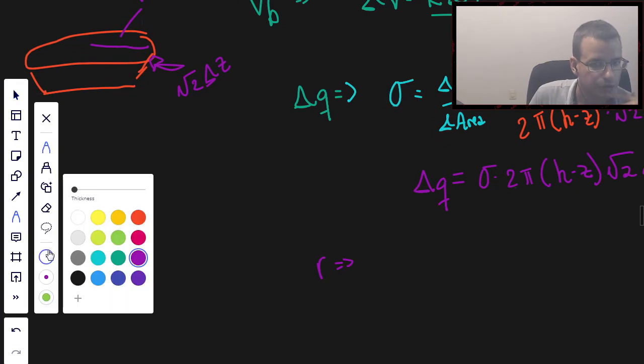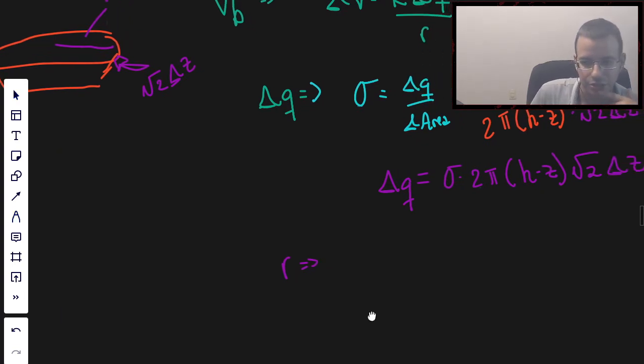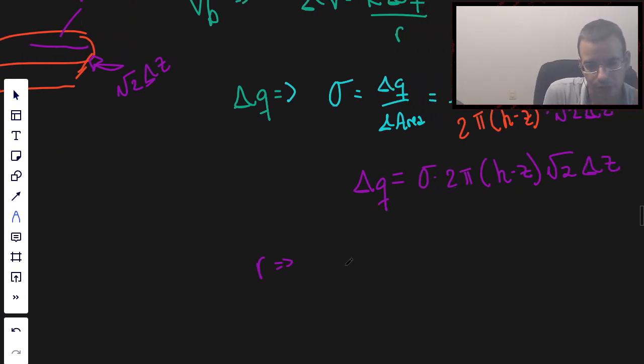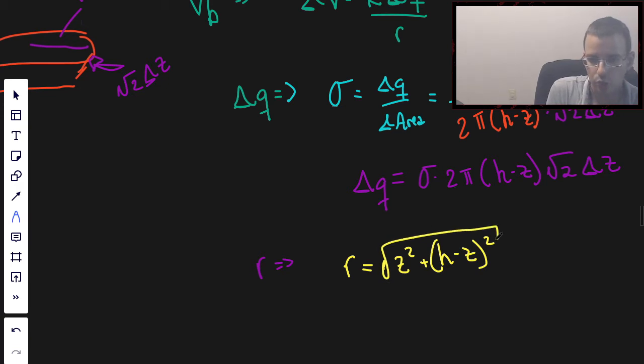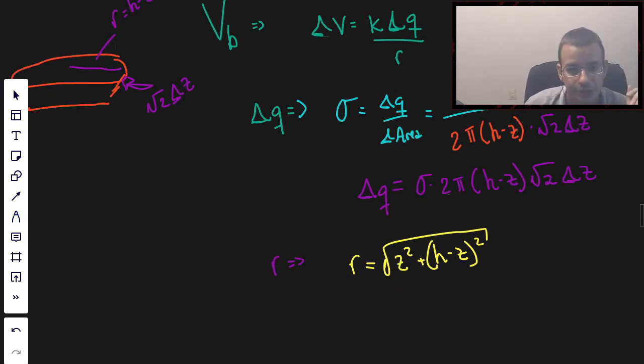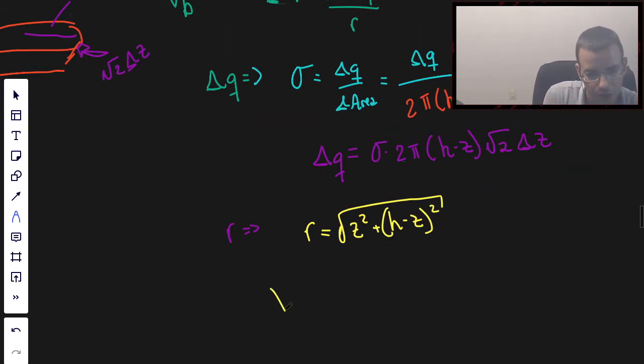Let's see, let's go over to yellow. I like using bright colors with a dark background. It's something nice about it. I really like how it pops. Z squared plus (h minus z) squared, square rooted.